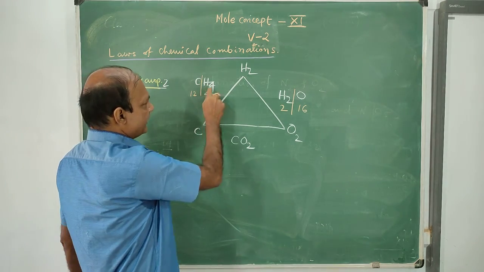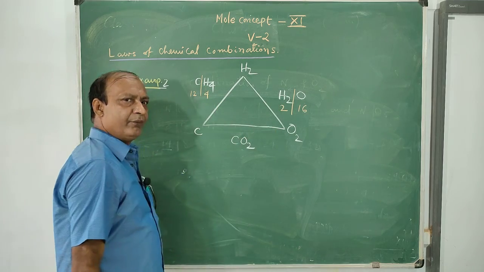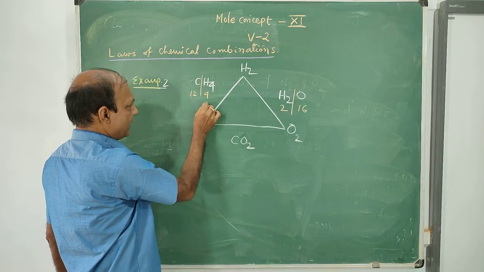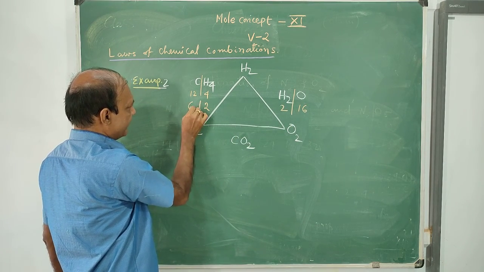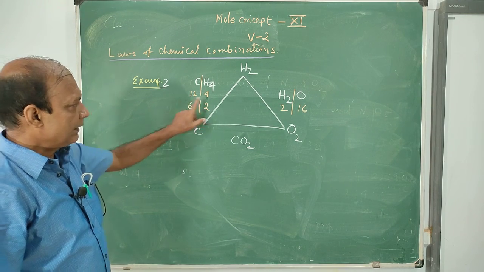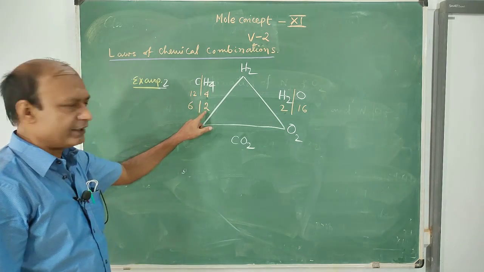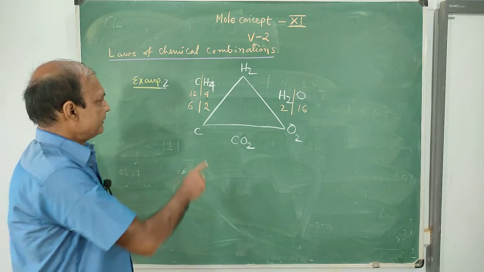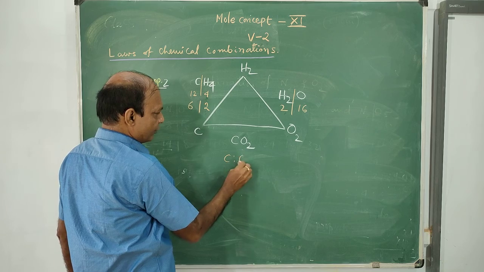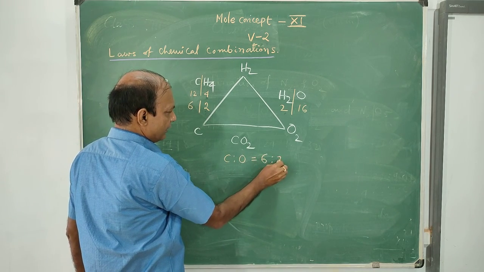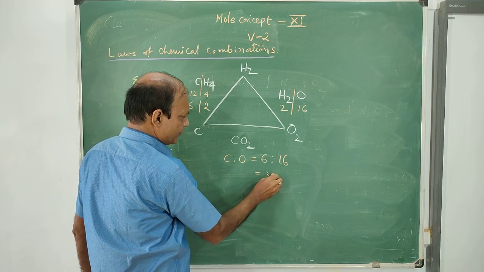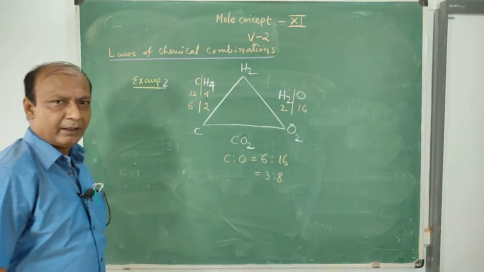So one element which is common, fix it. Fixing the mass of hydrogen as 2, you can get 6. So whenever you are writing 2, you are writing 6, dividing by 2. Here it is hydrogen 2, here it is hydrogen 2. Fix it. Then see the ratio of carbon to oxygen. The ratio of carbon to oxygen is equal to 6 is to 16. That is equal to 3 is to 8. Okay? 3 is to 8.